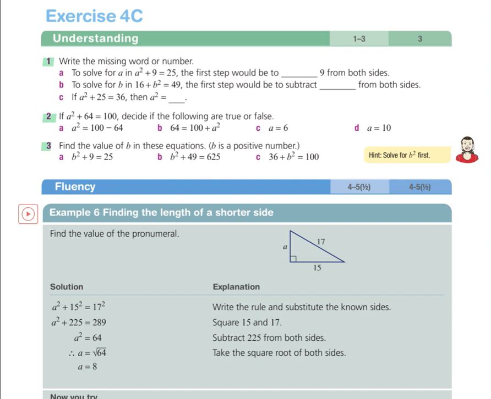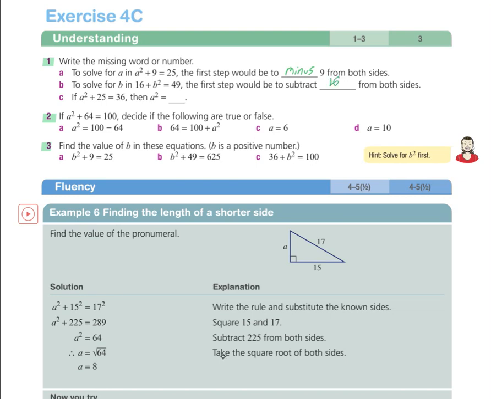Everybody. Just going to be working through a few more questions here to do with Pythagoras. To solve for a in a squared plus b equals 25, the first thing would be to subtract, or minus, because it's a shorter word for me, minus 9 from both sides. To solve for b, 16 plus b squared and 49, I need to get the b squared by itself, so I've got to subtract 16 from both sides.